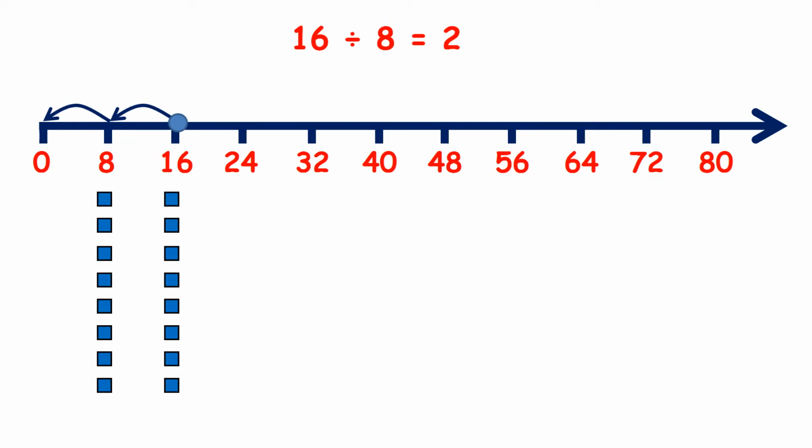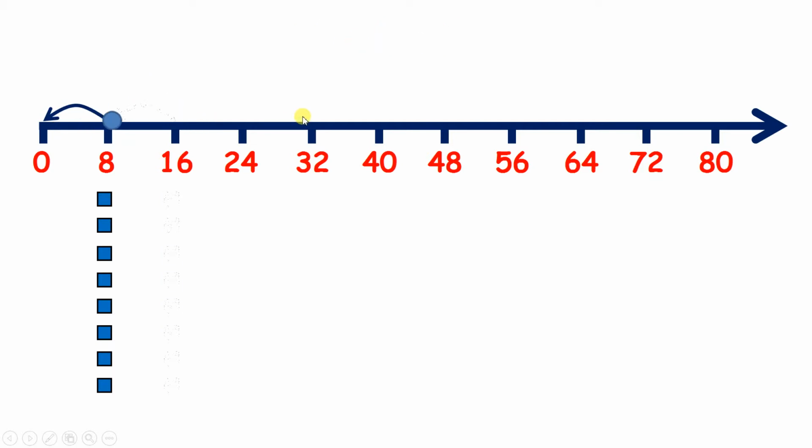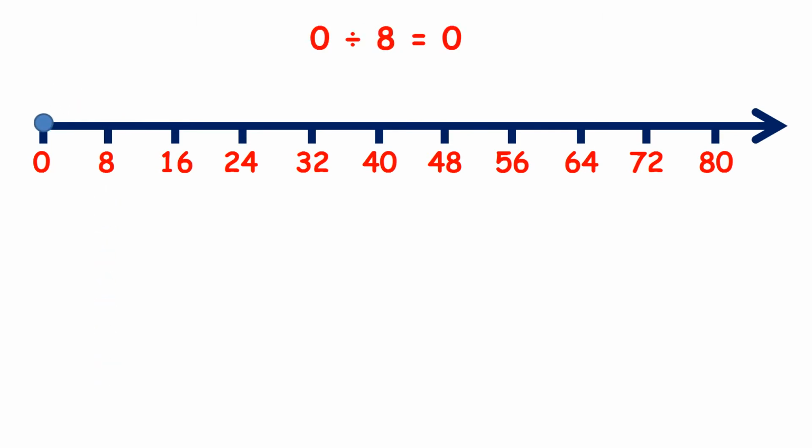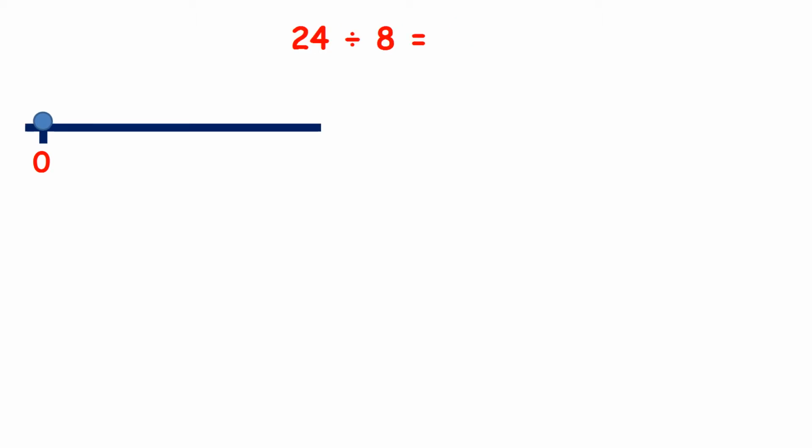16 divided by 8 is 2, because if we have 16, we can take away 8 twice to get to 0. 8 divided by 8 is 1. 0 divided by 8 is 0. Now let's practice dividing by 8.